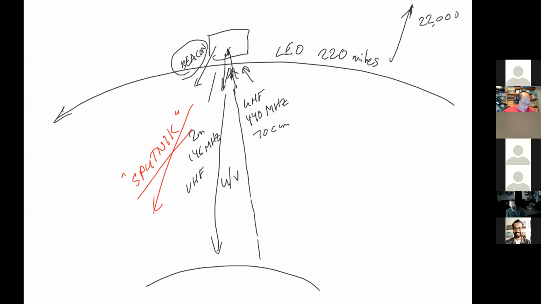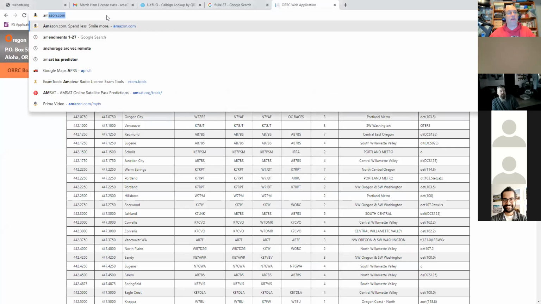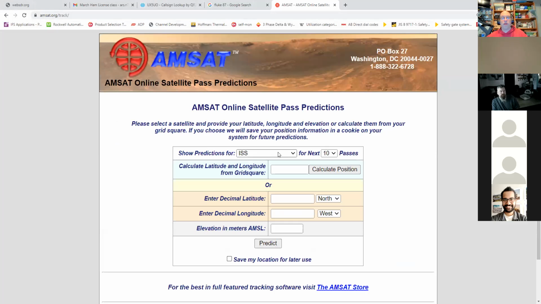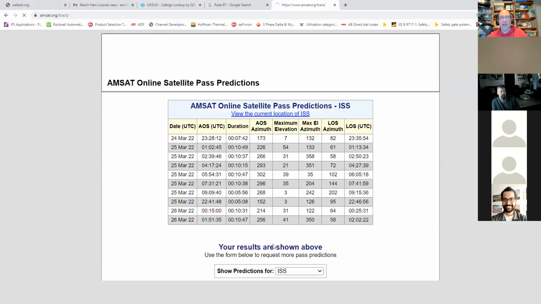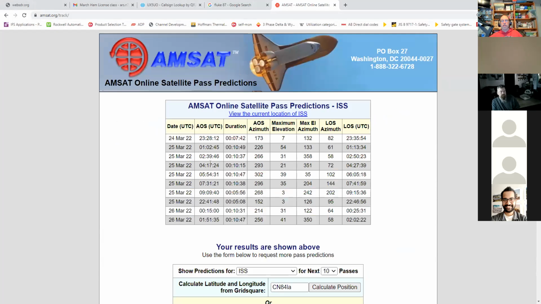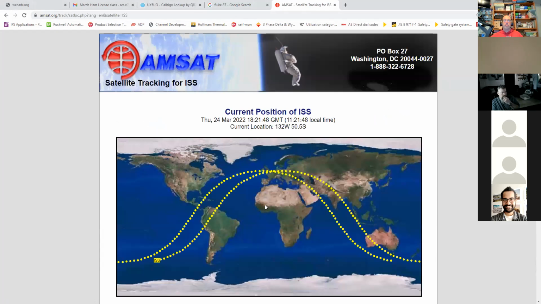Okay, let's see, what satellite tracking programs. Okay, so what we're going to do is take a look at AMSAT satellite tracking. So we're going to look at ISS for CN84 passing overhead of me, calculate position, and here are the next passes, and now we're going to show them on the map. Okay, so this is what the International Space Station is going to be doing. It doesn't go directly overhead right now in Oregon, but let's take a look at another satellite.